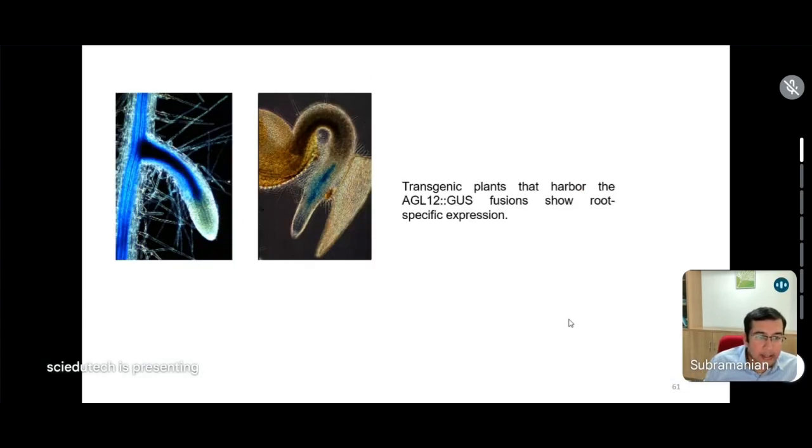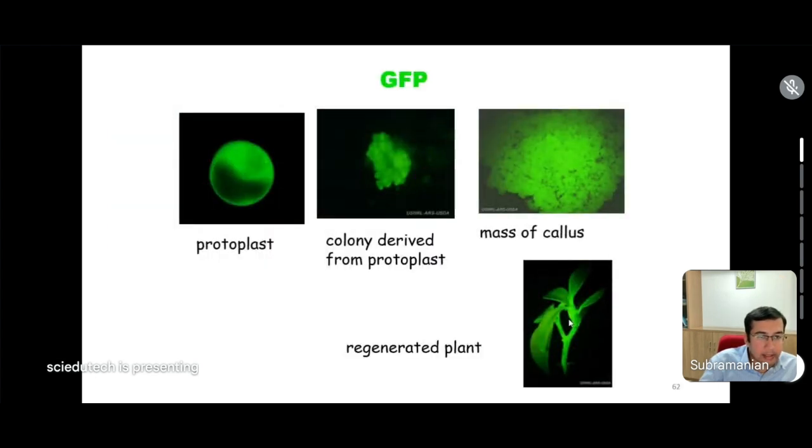Next slide. So again, this is a transgenic plant having the GUS gene fusion, and in this case it's showing a specific root expression. So you know that this gene is expressing in the plant by looking at the GUS expression. Next slide. So this is an example of cells transformed with GFP, right? On your left is a protoplast expressing GFP, and you have a colony derived from protoplast there, and the whole regenerated plant is also expressing GFP.